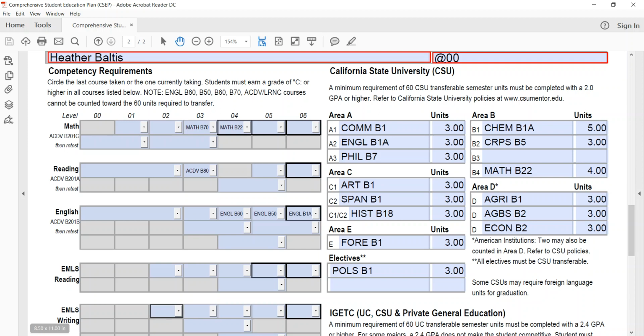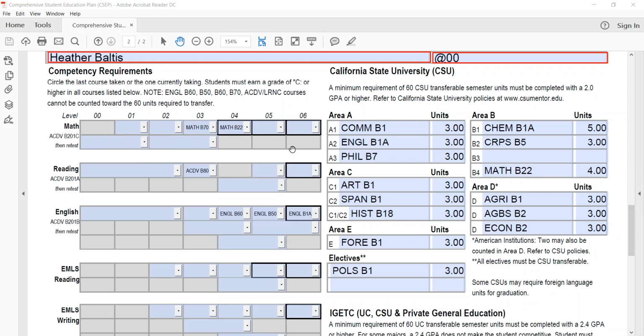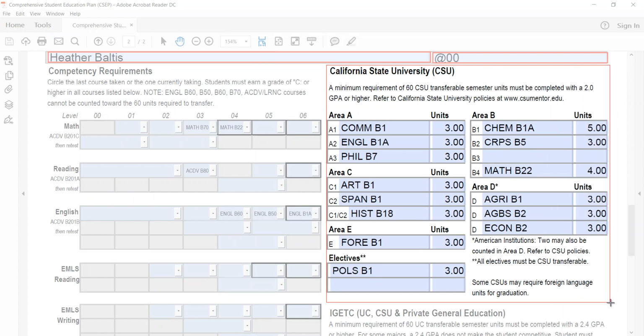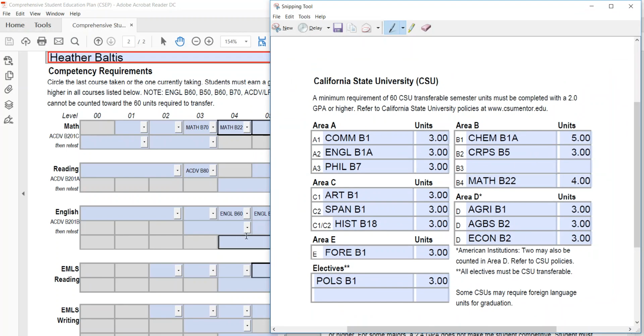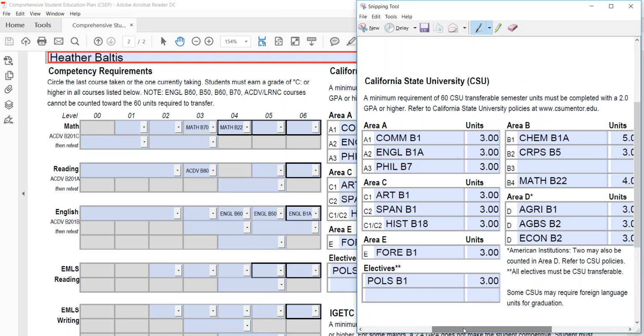And so the first thing that I'm going to do is snip these classes right here that I need to take so that I can reference them as I'm filling out my semester by semester plan. So I'm just going to tuck these over here in the corner so that I can reference them and we can check them off as we go.